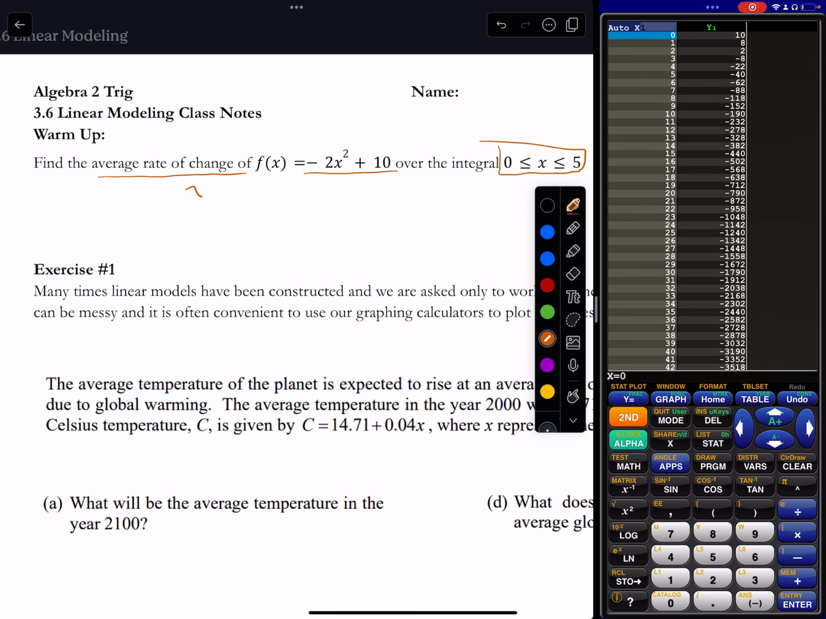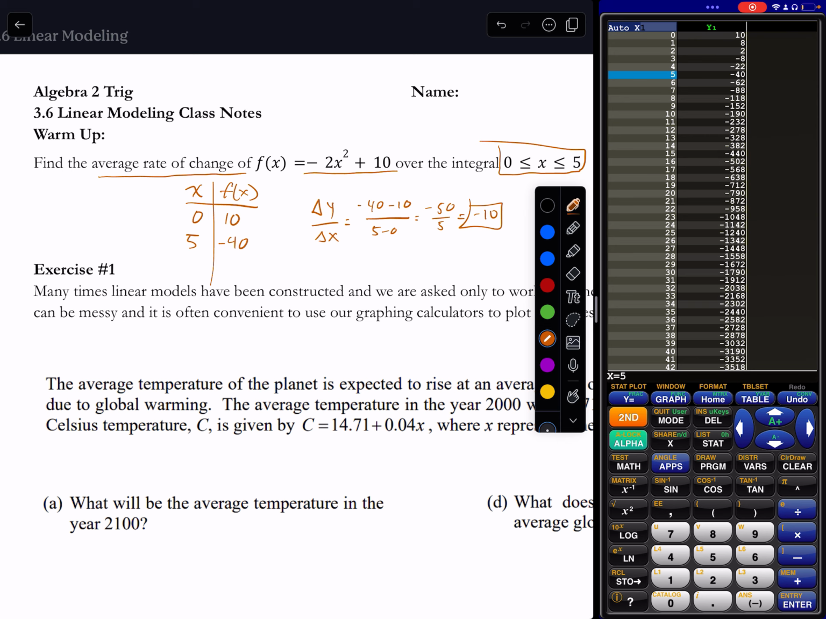So if I've got x and then f of x, I'm looking at 0 and then I'm looking at 5. The point 0 would give me an output of 10. And then if you go down to 5, you're going to get an output of negative 40. So if we want to find the average rate of change, remember, it's the change in the y over the change in the x. So I've got negative 40 minus 10, and then 5 minus 0. So we're going to get negative 50 divided by 5, which gives us an average rate of change of negative 10.